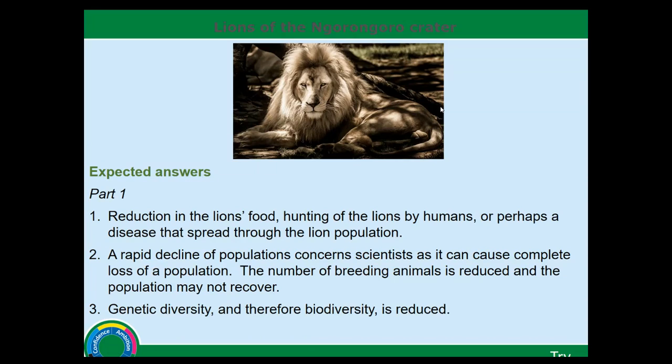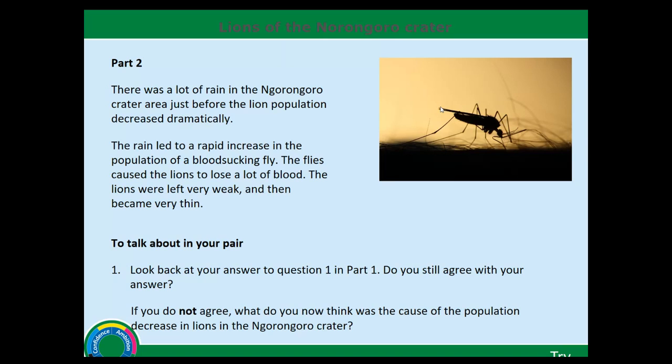A rapid decline of population concerns scientists as it can cause complete loss of a population. If the population has declined by losing 85 lions, the 10 or 15 left are really endangered. They might just lose those easily as well. So, breeding and increasing the number is quite important. Also, of course, with the population going down so rapidly, there won't be much genetic diversity, and we need that as well.